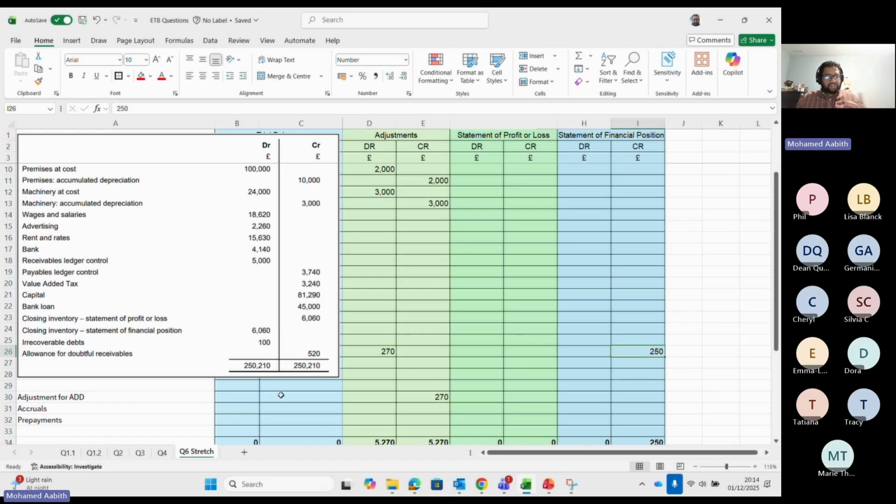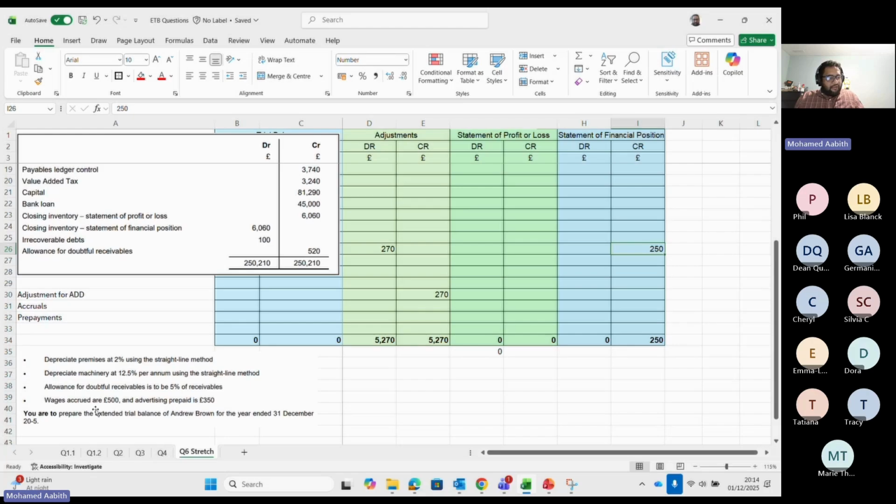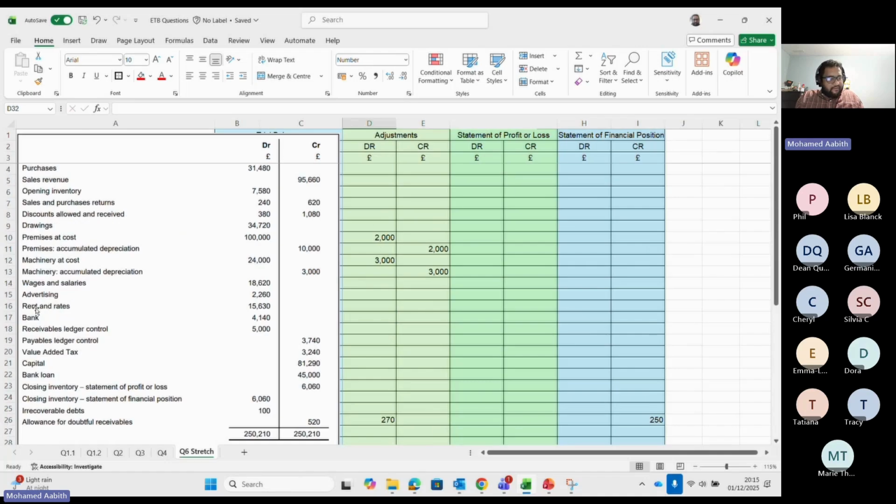Now let's look at the next one. The next one is wages accrued of 500. So accrual is going to be 500 pounds here, and accruals is going to be a debit entry because it is going to be an expense. It's going to be 500 on the adjustments, and then the wages account will have 500 debit because it's going to be added to that one.